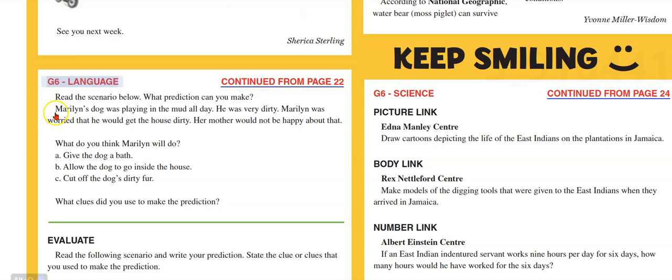All right, let's go over this one again. This is interesting. Marilyn's dog was playing in the mud all day. He was very dirty, and Marilyn was worried that he would get the house dirty. What's your personal experience with getting the house dirty? When you know your mother did want you to leave your dirty shoes outside. Her mother would not be happy about that.